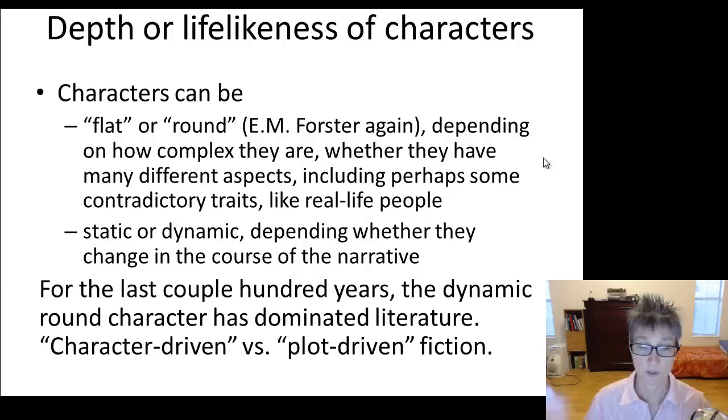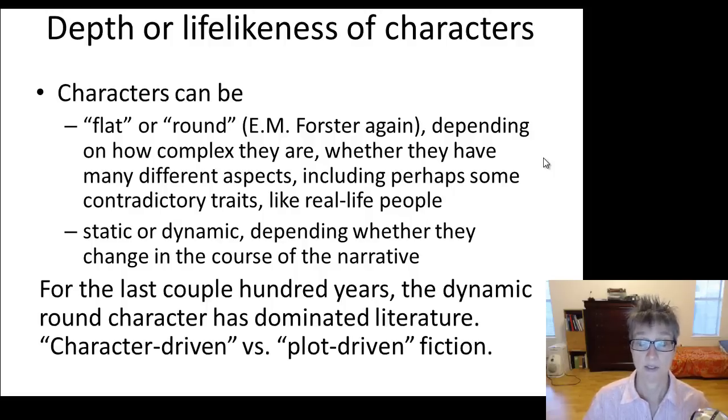And another useful contrast for readers is static versus dynamic characters. Basically, does the character undergo any change during the course of the narrative? If they do, they're dynamic. If they don't, they're static. E.M. Forster didn't invent that concept. I think that the idea of dynamic versus static predated E.M. Forster, but don't quote me on that. In any case, many people use the terms round and dynamic as though they were synonymous, but they're actually not.